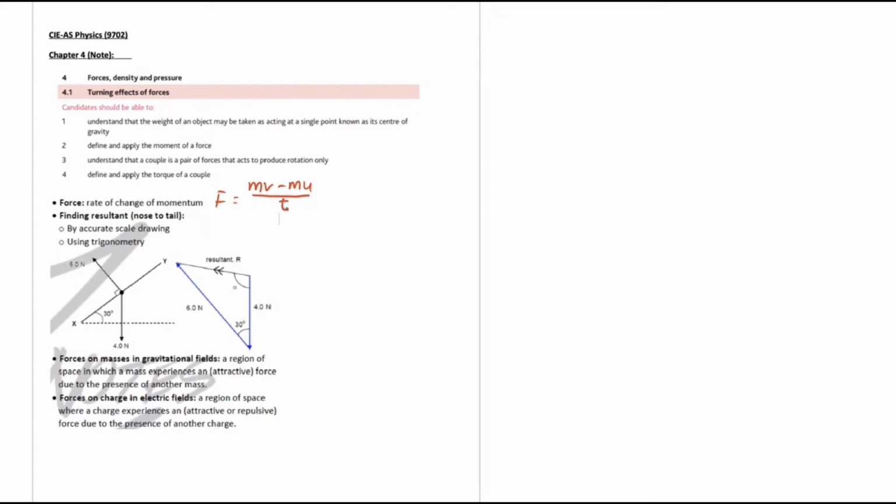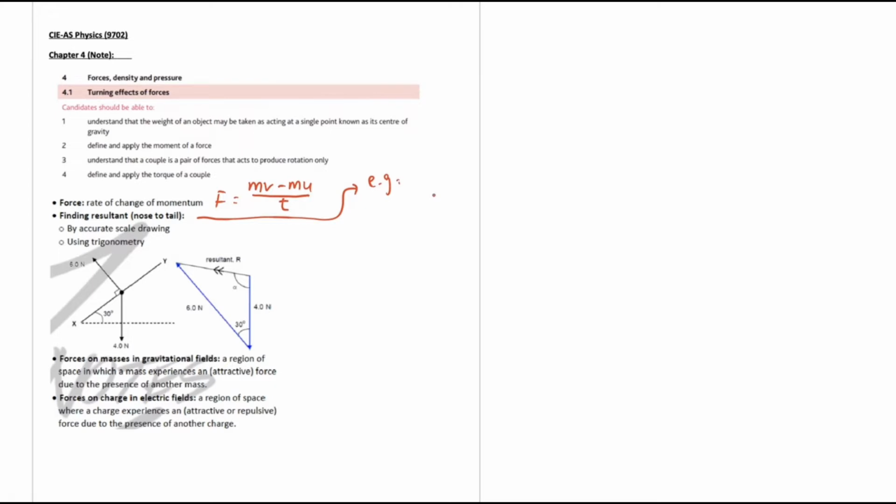Okay, so second point, finding resultant. To find resultant force, we use nose to tail. The nose to tail over here is also known as the triangle law. In vectors, we call it the triangle law. Okay, so example, let's say you want to find the resultant force.